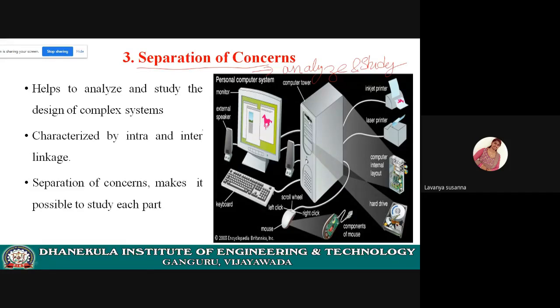You know that all components of the complex system are decomposable. See the diagram. This is a computer system, right? All these parts are decomposable into CPU, hard disk, monitor, etc. You can see all these components. All these are decomposable, right? See here, hard drive, printer, monitor, keyboard, all these are decomposable.